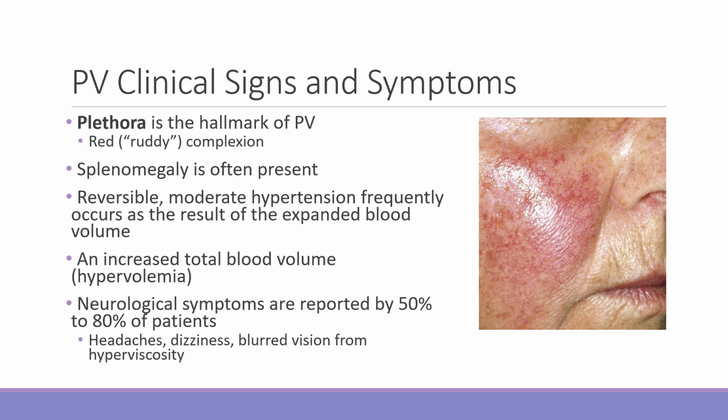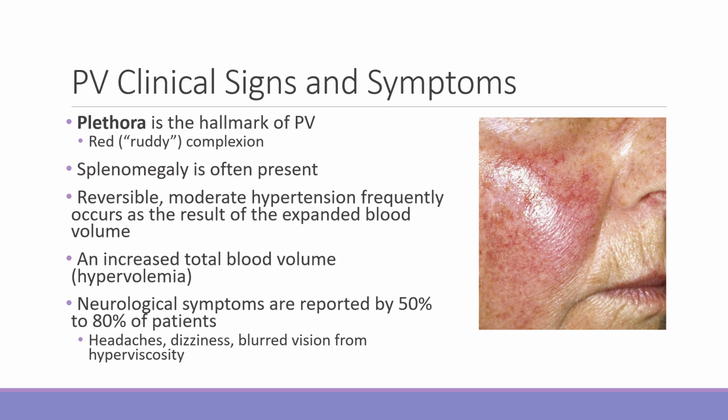So you have an overproliferation of erythroid cells in circulation that's actually going to cause your blood pressure to increase because you have a hypervolemic issue, in terms of you have too much blood volume. And again, you're going to have an increased total blood volume, which is called hypervolemia.